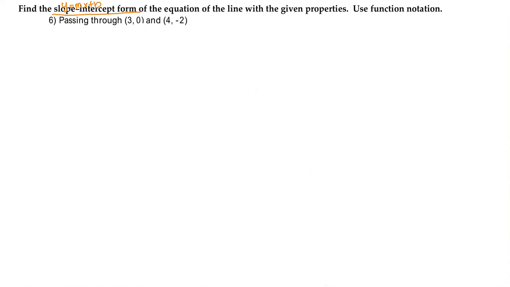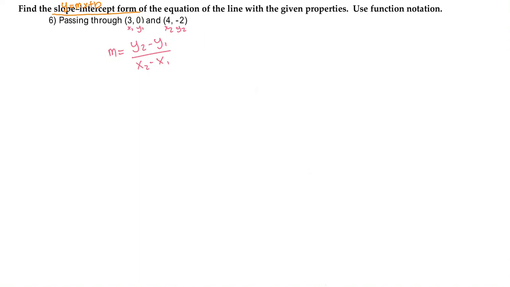Now, the given properties that we have are two coordinates. Whenever we have two coordinates, we still need the slope to plug into either point-slope form or slope-intercept form. The good thing is that since we have two coordinates, we can just go ahead and find our slope. The formula for slope is y2 minus y1 over x2 minus x1. So let's have this be our x1 and y1, and this be our x2 and y2.